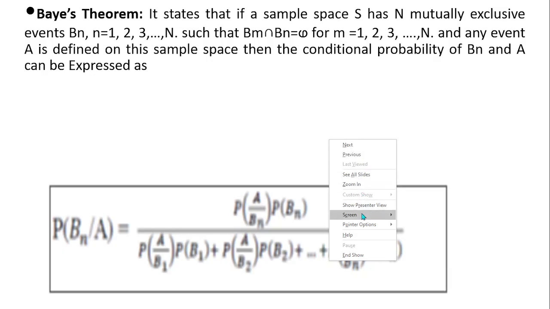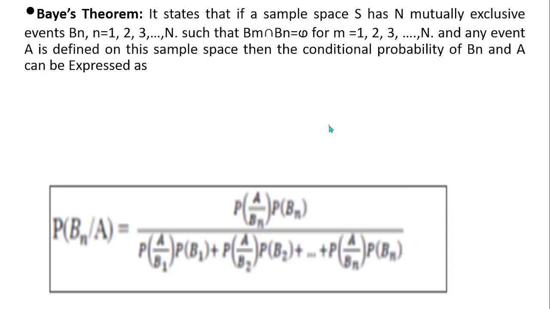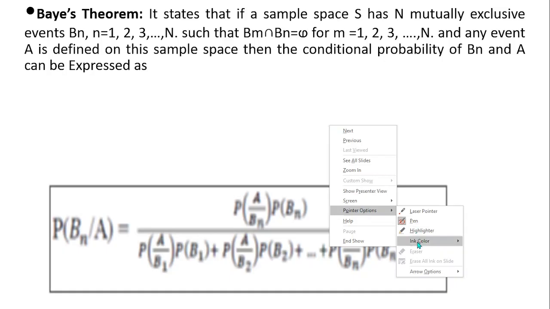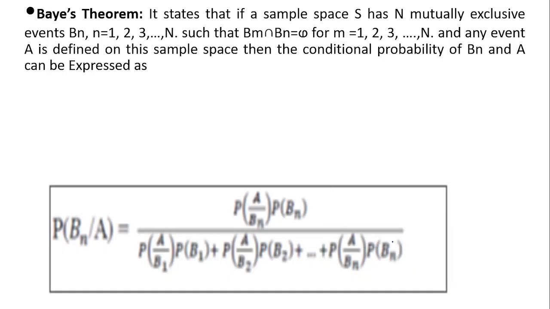Hi everyone. Now we'll see about the Bayes theorem. According to the statement, all these lines are like the total probability theorem, whatever conditions we are taking there, the same things we are taking here. But here we are defining the conditional probability. In the total probability, we take the probability of an event, P of A, and write the formula. In the Bayes theorem, we are writing the formula for the conditional probability.